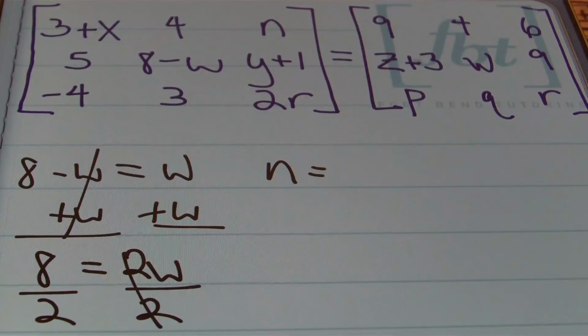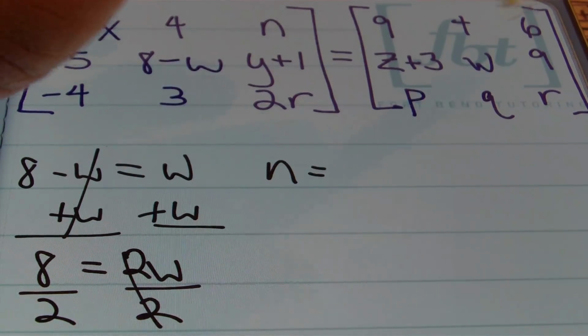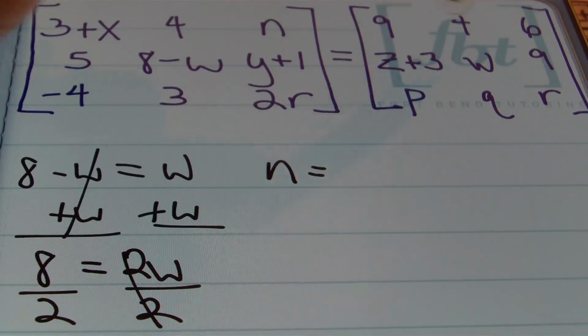What value is that? Well, here's my first row in the second matrix over here. And the third column is 1, 2, 3, so it's going to have to be 6. So n equals 6. I can't do anything else with that. N equals 6 and done. I didn't even have to solve for it. I like problems like that.